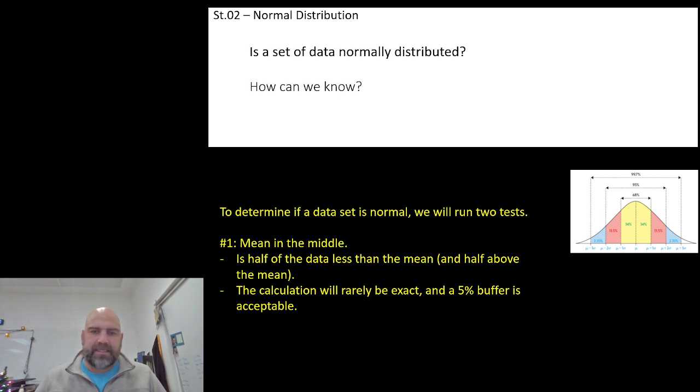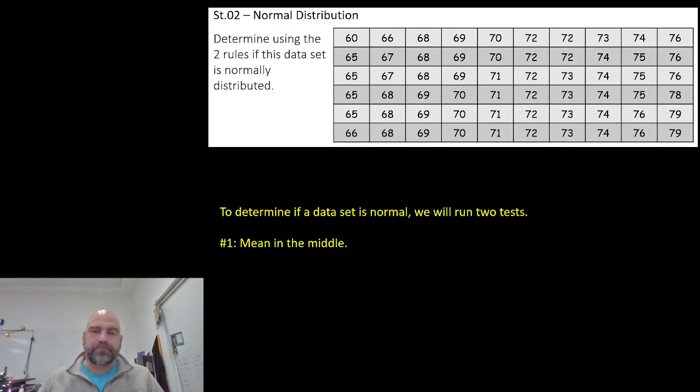Now, I'm going to say this a couple times here. This calculation is going to be roughly the same, so if it's not exactly 50%, that's okay. I always give a 5% buffer on either side, so 45 to 55% would be totally acceptable with me as well, based on the size of the data sets that we're using.